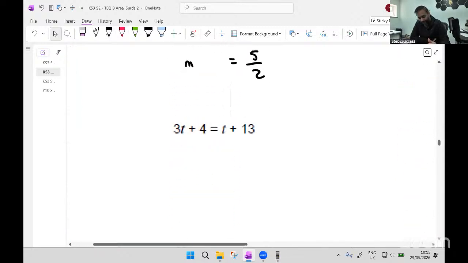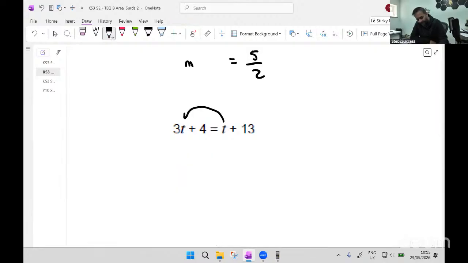Now this one's a little bit harder because you've got the letter that you want on both sides of it. So what you have to do is 2 steps here. You have to move this here so that they all get together on one side. So the way you move this t is by taking it away from these 3. So that becomes 2t add 4 equals 13. The t has moved. Then you will do the same thing we did in the last question, really. Take away 4 and then divide by 2. And you can leave the answer as a fraction.